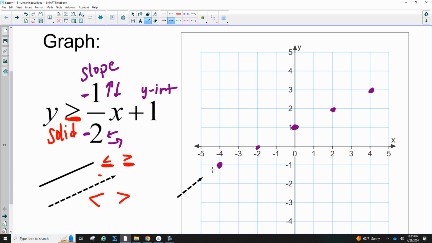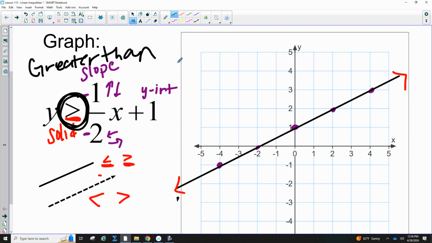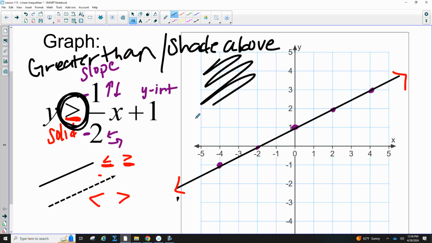See if I can get a solid line in here. There we go. Solid line, go all the way across your grid when you do these on your homework. Put arrows, it goes forever. And then we read this: it says greater than or equal to. Do you think greater than or equal to means shade above or below the line? Yes, greater than means shade above. So I'm going to shade above the line.